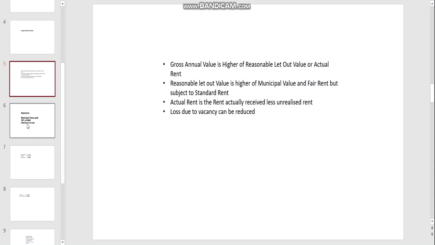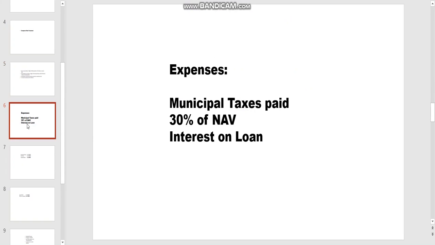Now let us see the expenses which can be deducted to arrive at the final taxable income from house property. These are the municipal taxes paid by the owner. Here we need to note that only if the municipal taxes are paid, and paid by the owner himself, then only it is allowed as deduction. If it is paid by the tenant, it will not be allowed. Plus, municipal taxes incurred but not paid will also not be allowed.